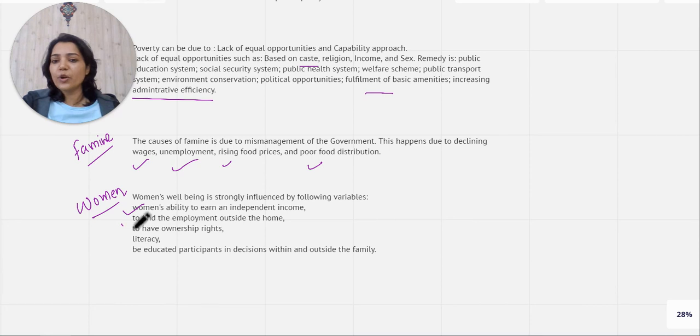To find employment outside the home, connected to the first point. To have ownership rights, again connected. Literacy should be there. Fourth, be educated participants in decisions within and outside the family. She should be the decision maker. All five are interconnected points.